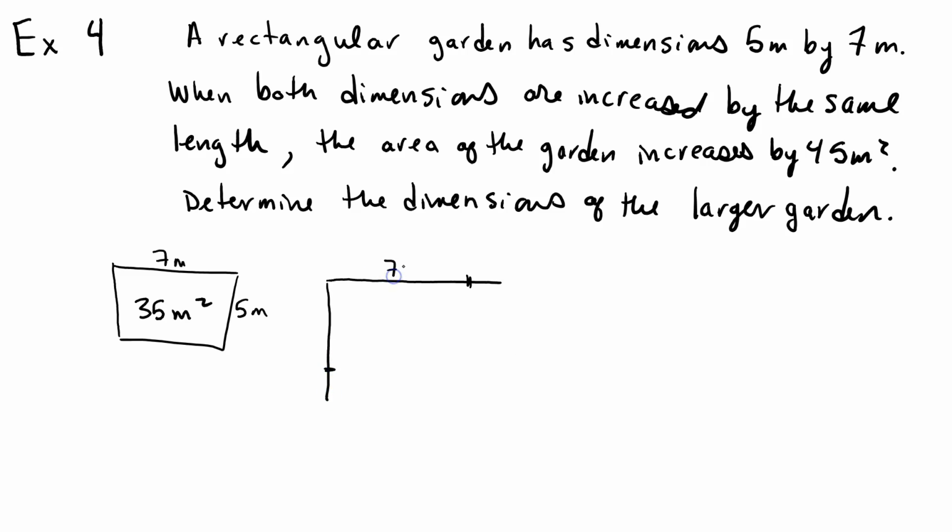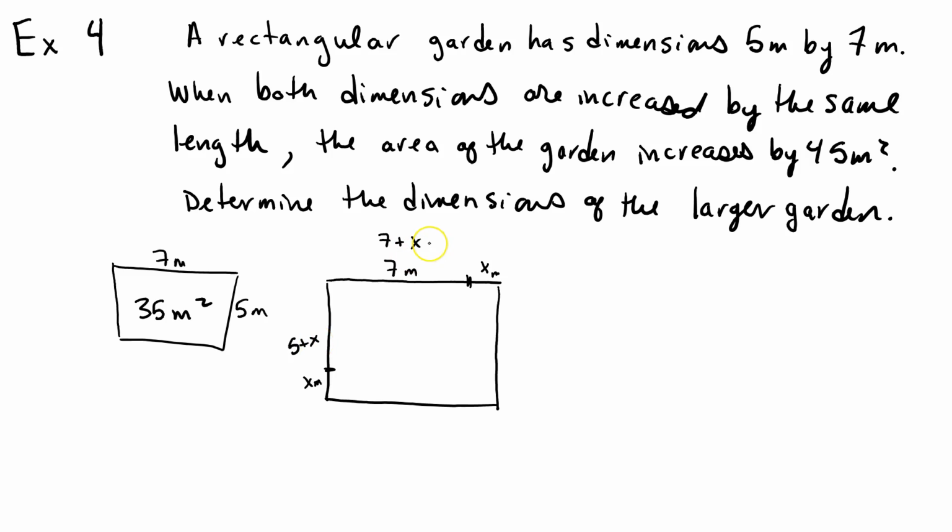So here's my 7 meters. But then here's an extra increase. That's the exact same length as the increase in the width. So actually, the dimensions of this are going to be 7 plus x. And the dimensions of this are going to be 5 plus x, because we're adding the same increase.